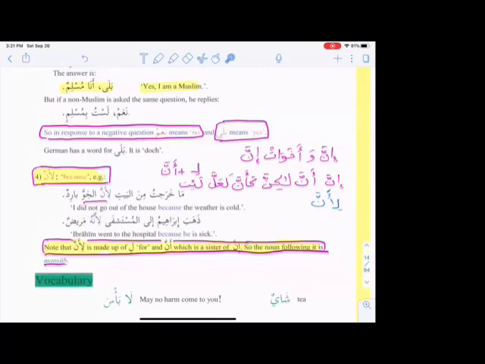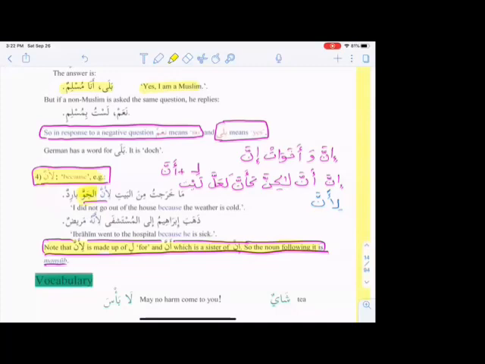And I will say, Ma kharajtu min al bayti. I did not go out of the house. Why didn't you go out of the house? Because the weather is cold. Li'anna. And see what happens to the jawwa. Li'anna al-jawwa.